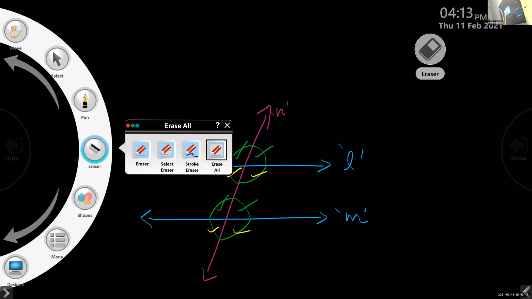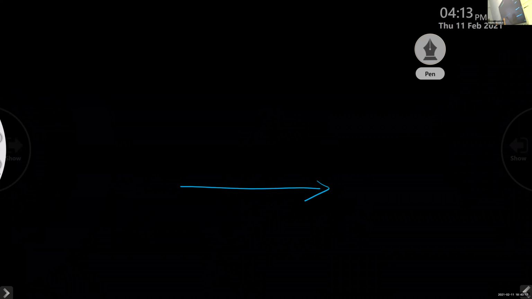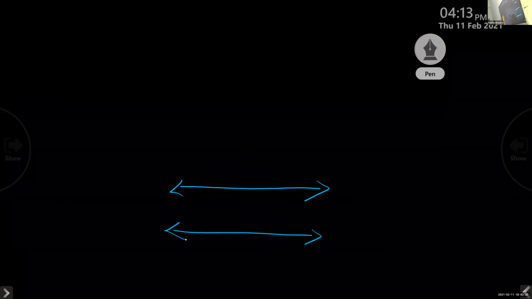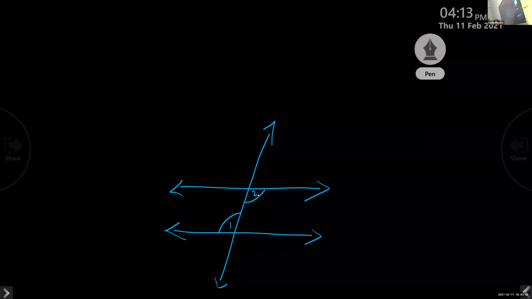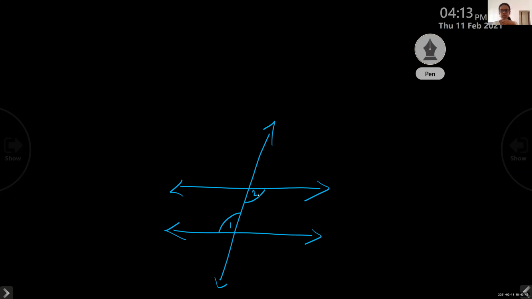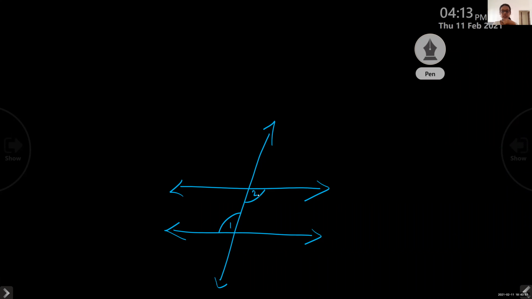Next one is alternate interior angles. Here, this angle and this angle together are known as alternate interior angles. What is their peculiarity? When two parallel lines are cut by a transversal, all corresponding angles are equal. Then alternate interior angles are also equal.